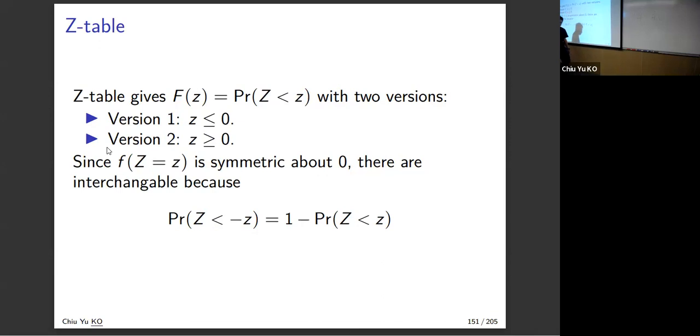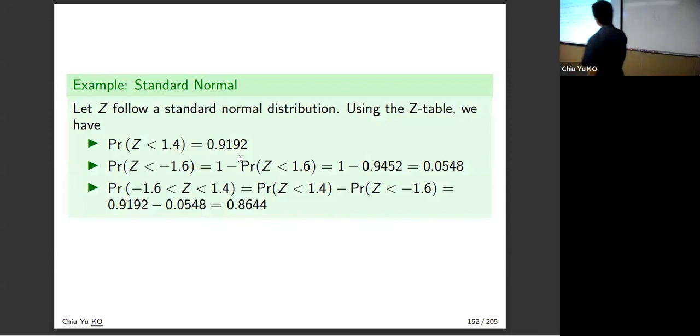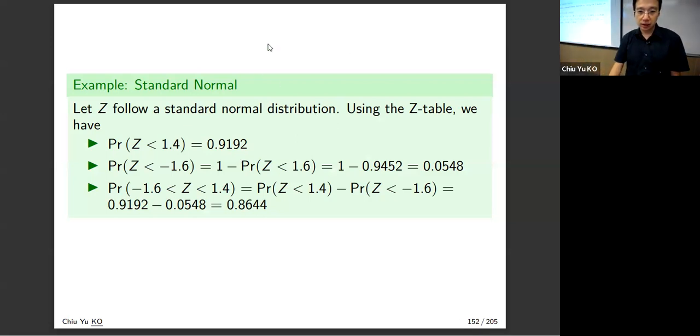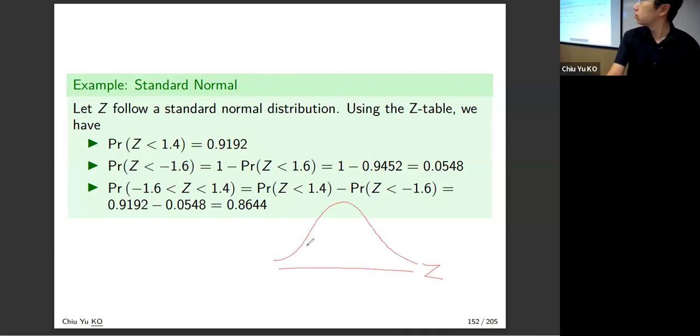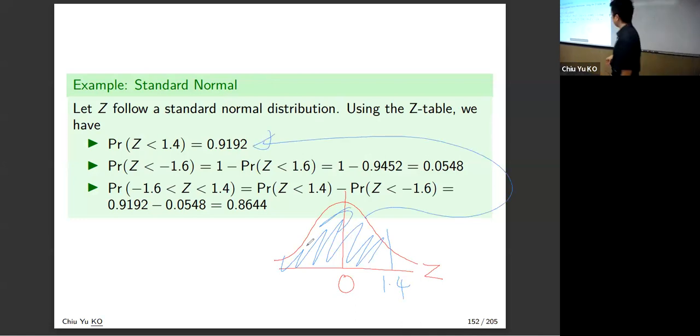So let me show you what you might get. Look at this example. I want to look at the probability that Z is less than 1.4. That is the question. What does that mean? It is like this: a bell of Z, we have 0 here, and what we want is 1.4 in this area. This is what this question means. On the left of 1.4, what's the area?